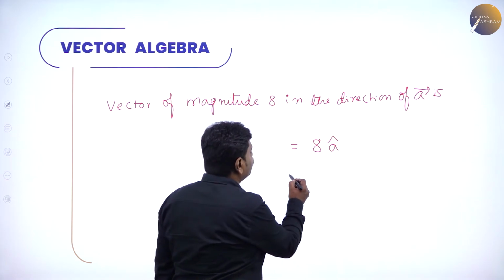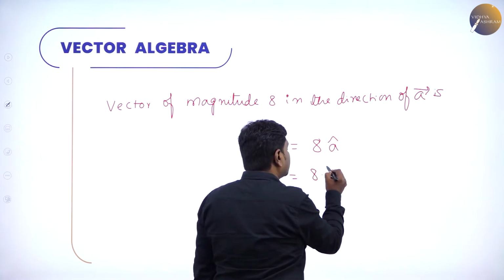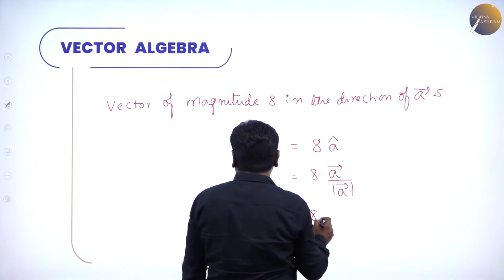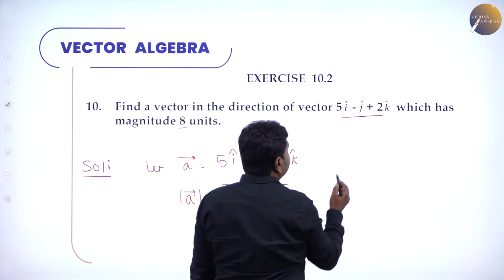You know a cap is what? Unit vector. A cap is the unit vector, vector A by magnitude A. That is 8 times that. What is vector A? The given vector. What is the given vector? 5i minus j plus 2k.